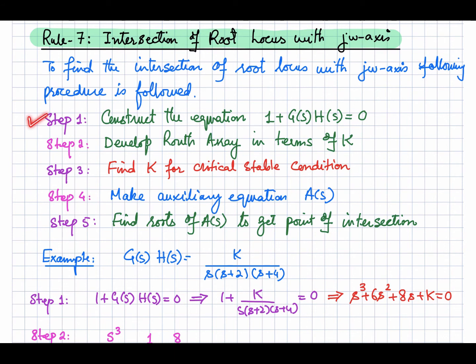First of all, construct the characteristic equation, then develop the Routh array in terms of k, and then find k for the critically stable condition. We have discussed the Routh criteria in our previous videos, so refer to those videos for detail. Then write down the auxiliary equation and find its roots to get the point of intersection of the root locus with the j omega axis. So now let's do it with the help of an example.